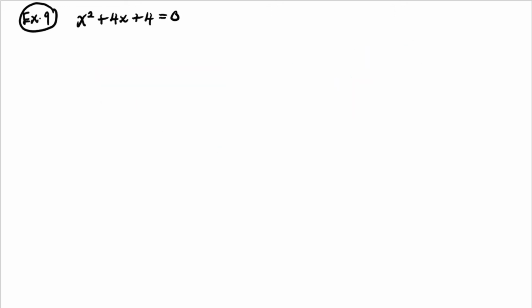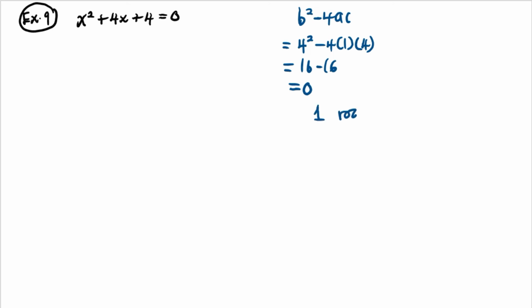Let's try to see this one. All right, can we guess? Yes, of course, by finding b squared minus 4ac. Right, so b is actually positive 4, so 4 squared minus 4, where a is 1 and c is 4. Therefore, we will have 16 minus 16, so this is actually 0. So when b squared minus 4ac is equal to 0, it means that we have only one root.